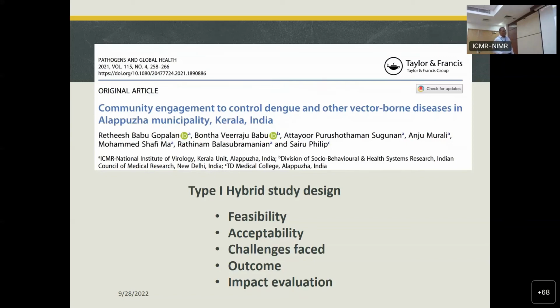And they measured on the basis of feasibility, acceptability, the challenges faced, the outcome, and the impact evaluation. Did it really bring down the dengue incidence? Did it really clean the mosquito breeding sites? Did it really help improve the risk of dengue among the population there? On these parameters, they have written. So I recommend, if you want to see how a good implementation research is carried out and documented, do read this paper. This will give you a most complete view.